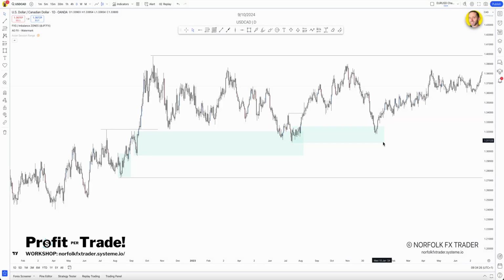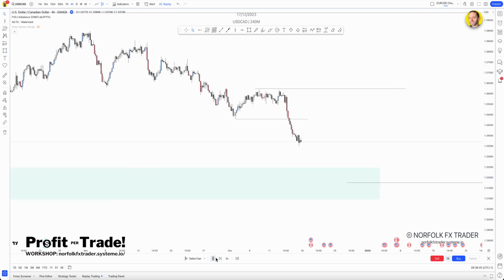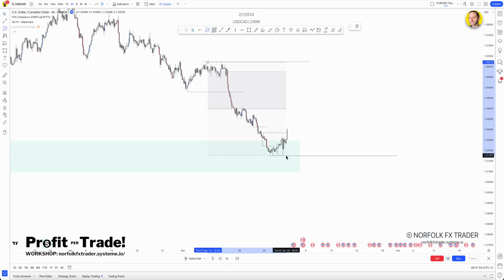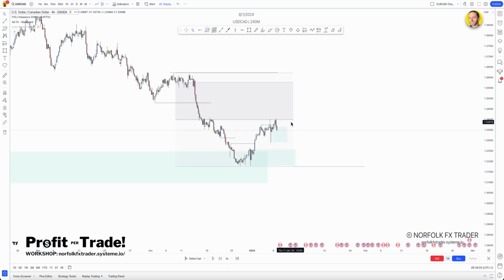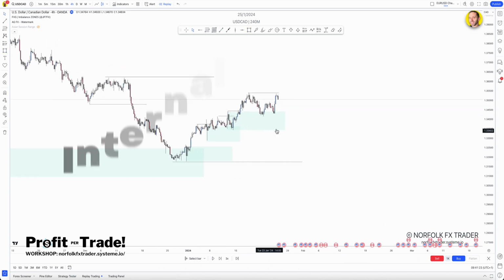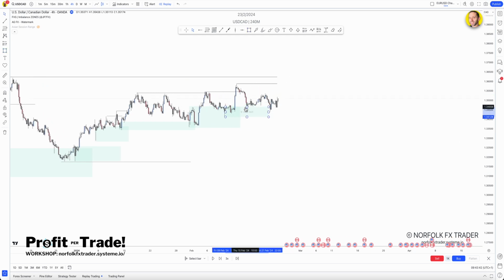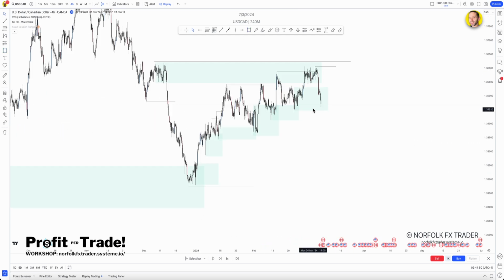Today we're diving deep into marking swing and internal structures across multiple timeframes to fine-tune your entries on the lower timeframes. If you've ever struggled with timing your entries or understanding how market structure really flows, this is for you. We're going to break down how to spot major swings on the higher timeframes, then zoom in to identify internal structures that will help you pinpoint those high probability entries on the lower timeframes. Let's jump into the charts and get started.